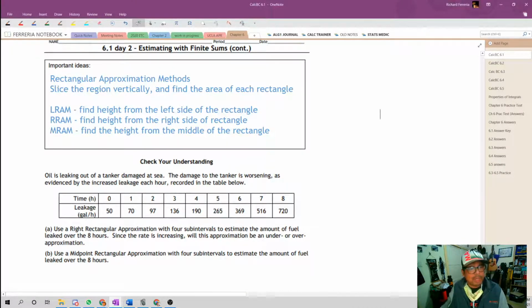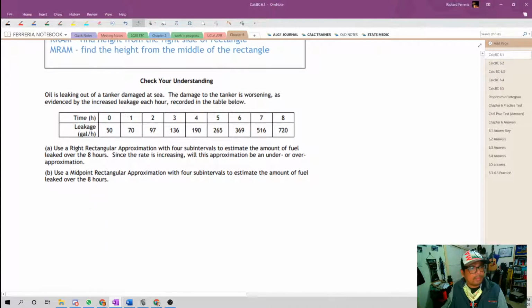So I think it's time for us to check our understanding. We've got oil leaking out of a tanker that is damaged at sea, and the damage to the tanker is worsening, as evidenced by the increased leakage per hour recorded in the table below. A. Use a right rectangular approximation with 4 subintervals to estimate the amount of fuel leaked over 8 hours. Since the rate is increasing, is this approximation an over or an under approximation?